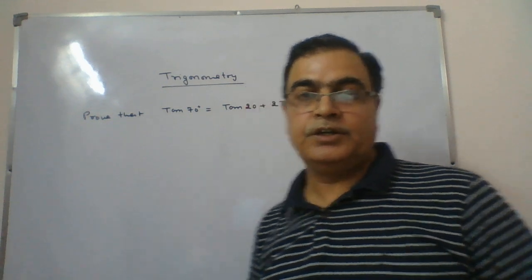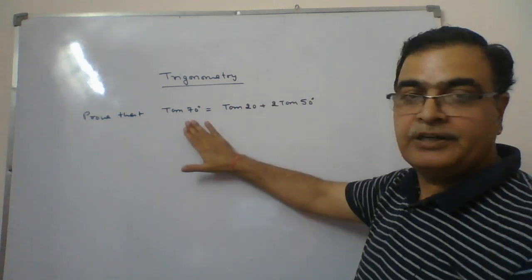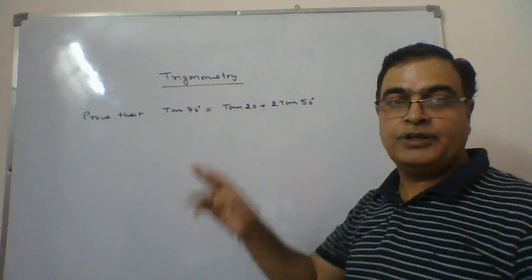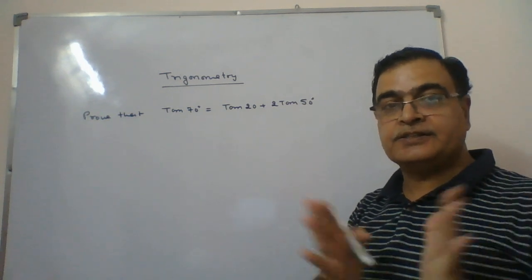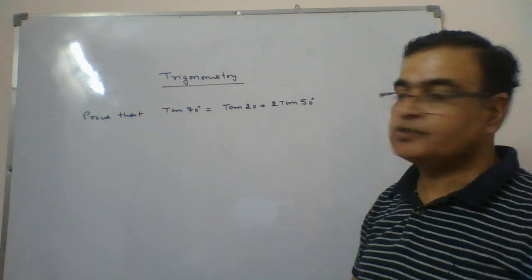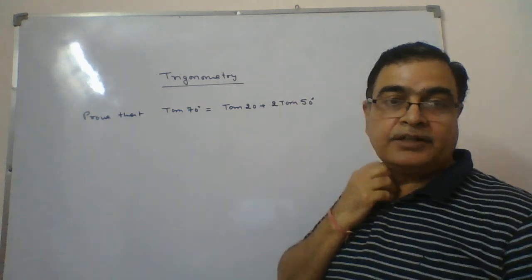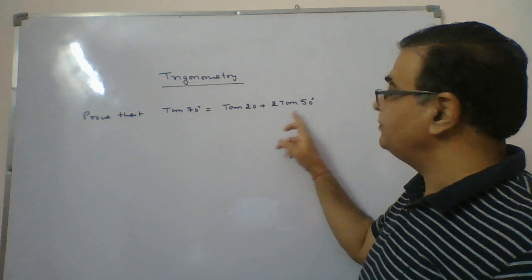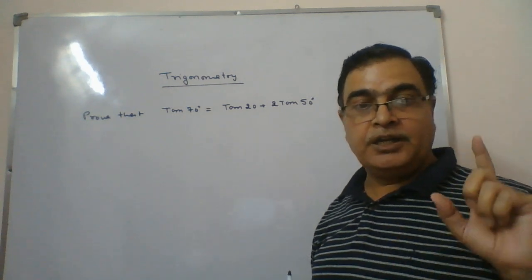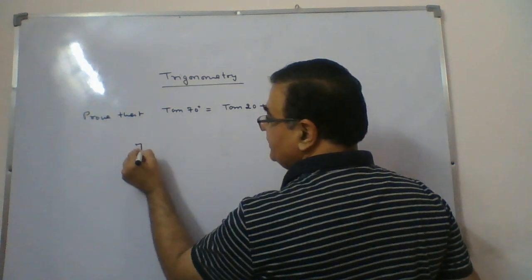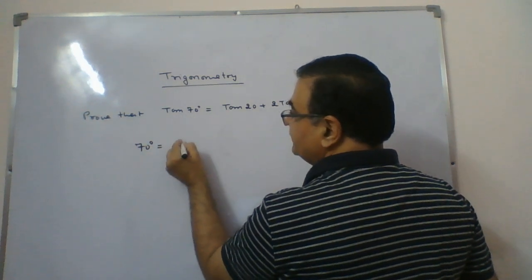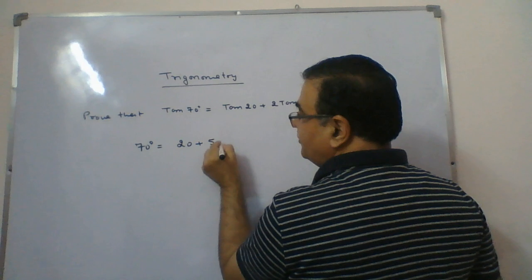Now coming to the next problem. In the previous video we have done some questions on tan 10, where there are three angles and the sum of two is equal to the third, and we can solve it. One more question like this: tan 70 = tan 20 + 2 tan 50. In this case, three angles are visible to you. One is 70, another is 20, and the third comes out to be 50.